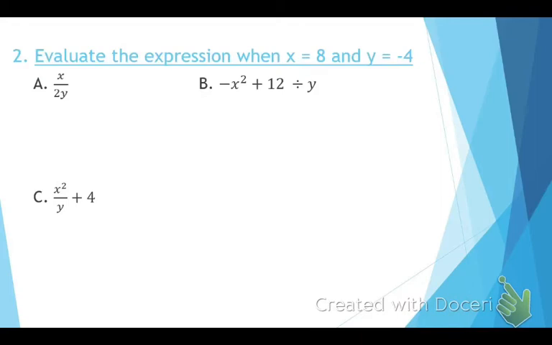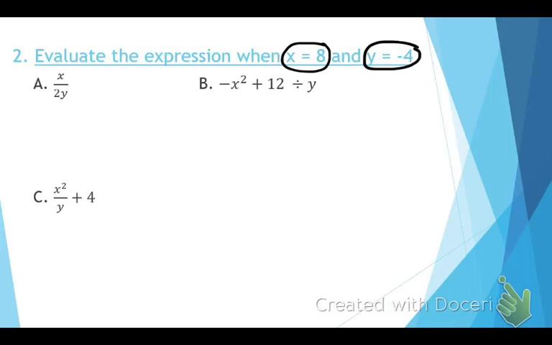This says evaluate the expression when x equals 8 and y equals negative 4. Whenever I have problems like this, I like to go ahead and circle what x is and what y is. That just helps it to stand out a little bit more to me when I am plugging them in. So when I have a problem like this, I want to get rid of the x's and the y's, or the letters that are there.